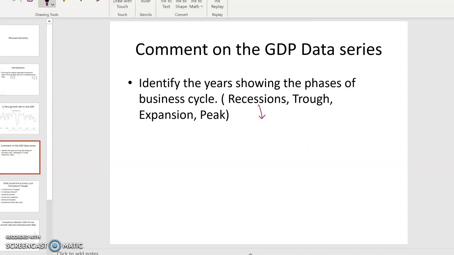A recession is when the growth rate of real GDP is going down. A trough is when the real GDP growth rate is hitting rock bottom. Expansion is when real GDP is going up. A peak is basically reaching a climax point. A peak is usually followed by a recession.